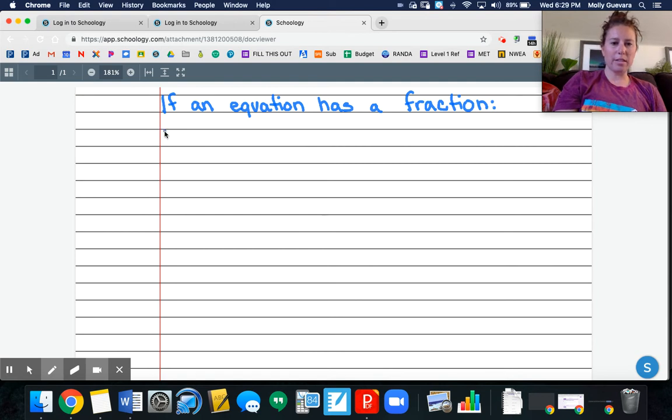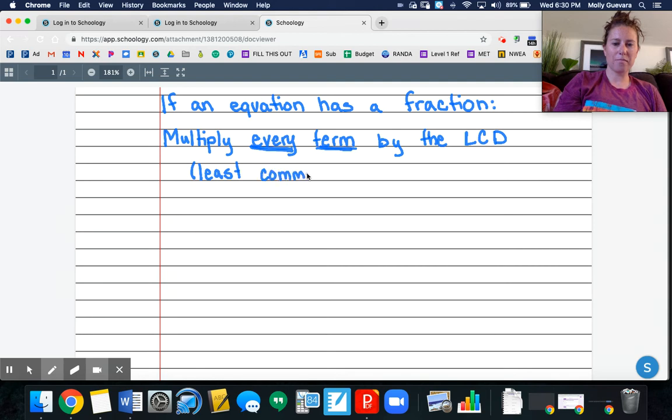So what we're going to do, the step here, is that we multiply every term. My dogs are about to start barking. Multiply every term, and I'm going to even underline that, okay, by the least common denominator. I can almost see you guys rolling your eyes at me as I say that, right? The LCD, which is the least common denominator.